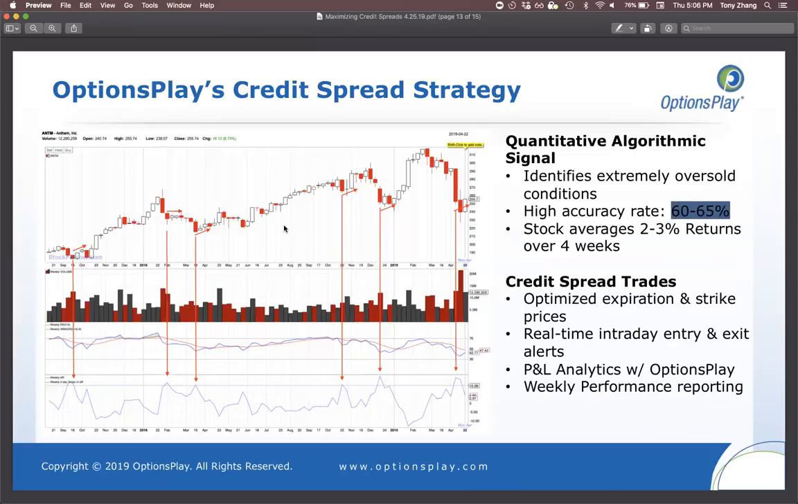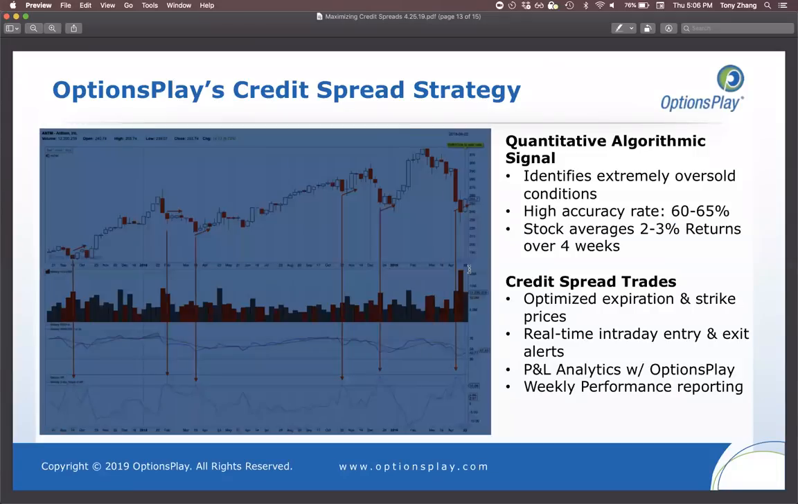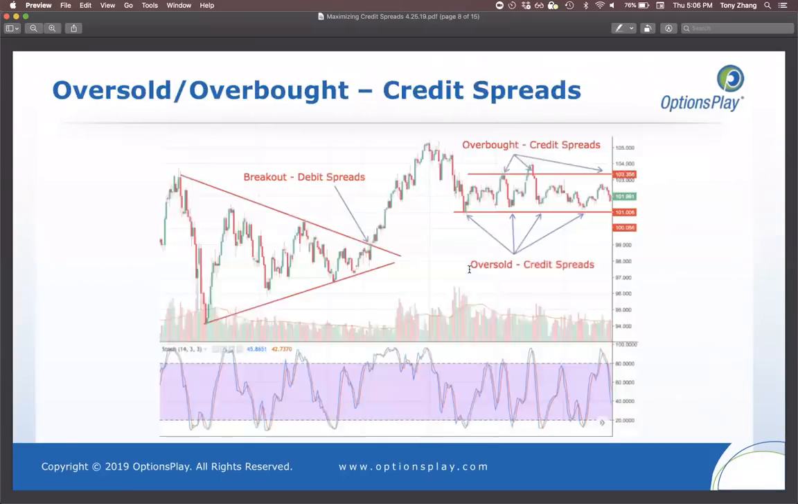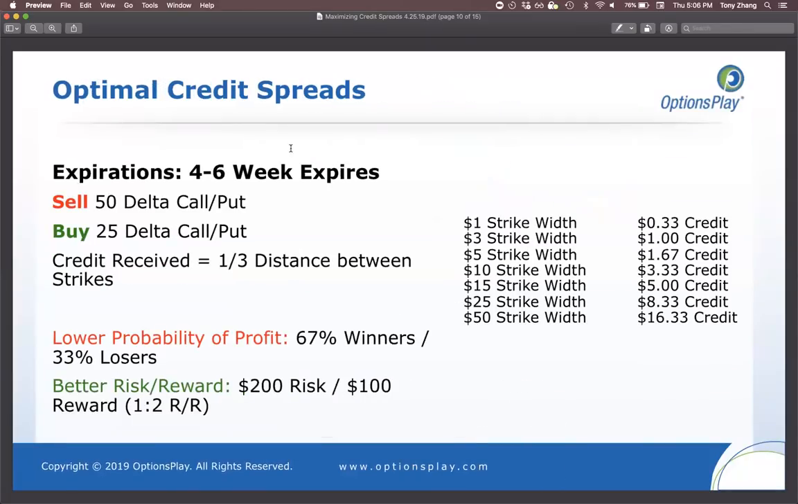James is asking, what delta do you usually sell for your credit spreads? 30 delta is what I hear most often, but I also hear 16 delta, which is 1 standard deviation away. I think I made it pretty clear that when you're selling credit spreads, we've tried out all the different combinations, and selling the at the money 50 delta and buying back a 25 delta call or put is what we have found to be most profitable on our strategy.